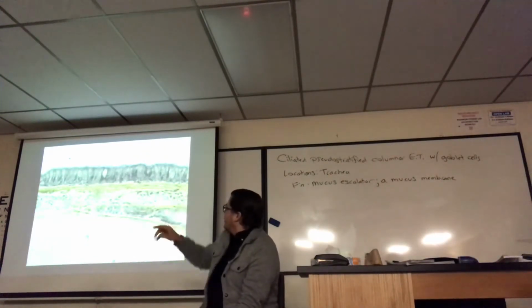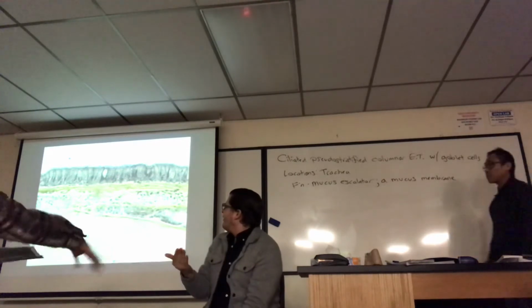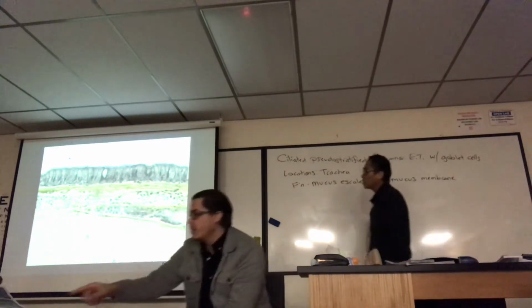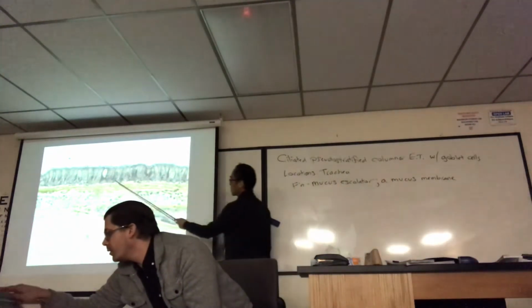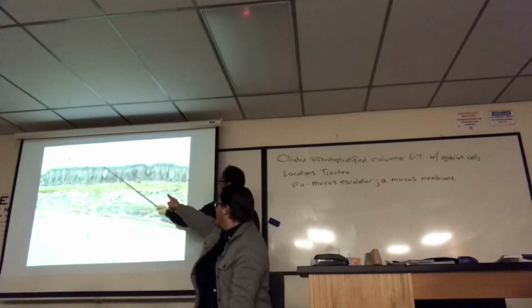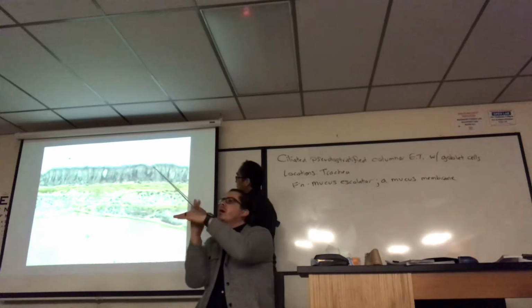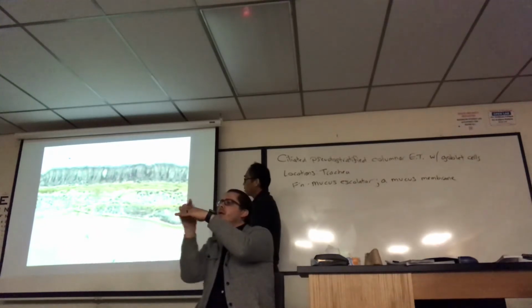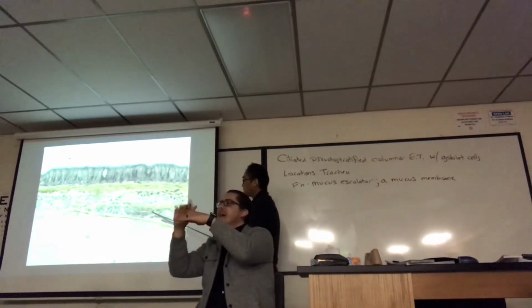Actually, that's not closer up. But this one has a more obvious goblet cell. That's a nice one. So what if I said identify, and I point to this hairy stuff on top? What would you call it? That's the cilia, yeah. Here are the mucous glands down there.